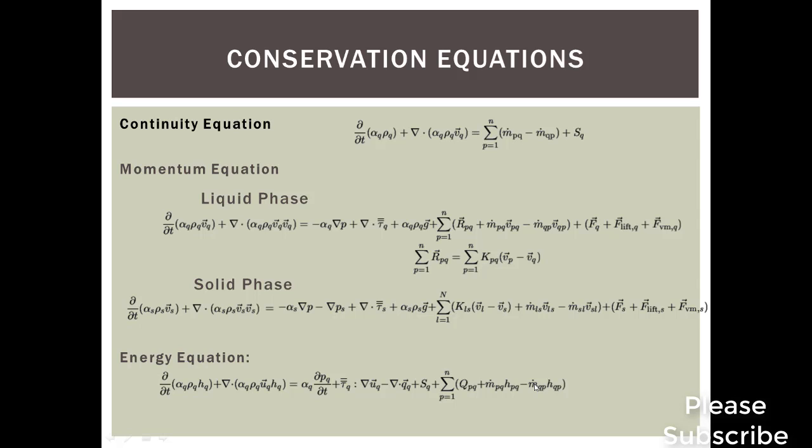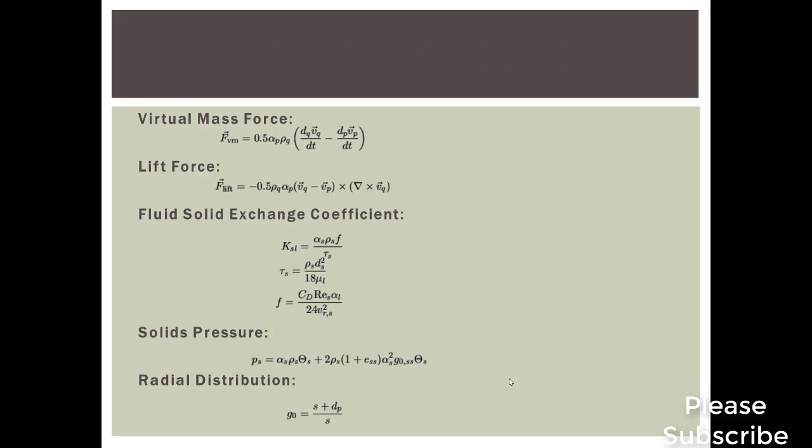So now individually we need to find out KPQ, which is the same as KLS, minus KLS, and we need to know the significance of tau and how we will find it. We need to know how to find delta PS. We need to know how to find this F lift, F virtual mass force, and we need to find here QPQ. So all those terms have a major role in two-phase nanofluid simulation. So let us see that one by one.